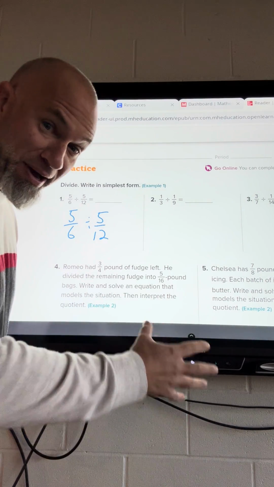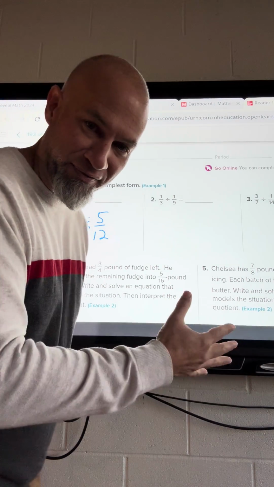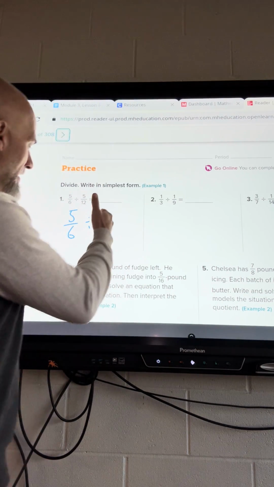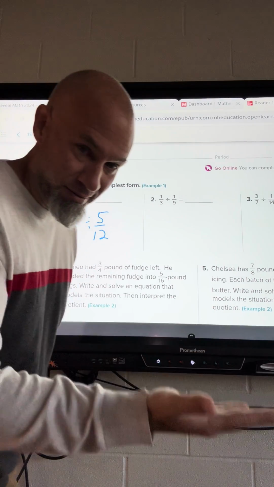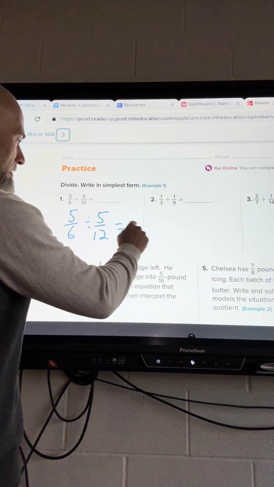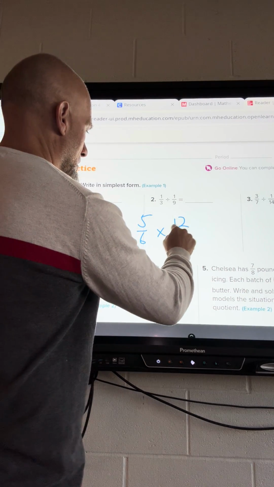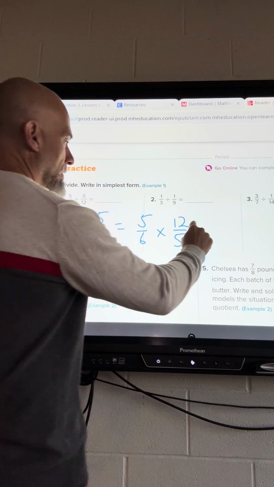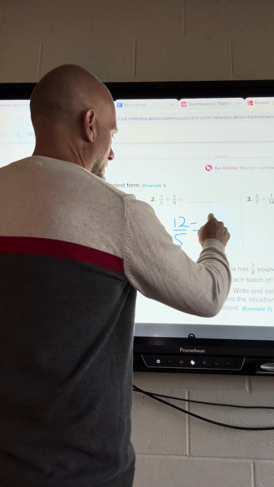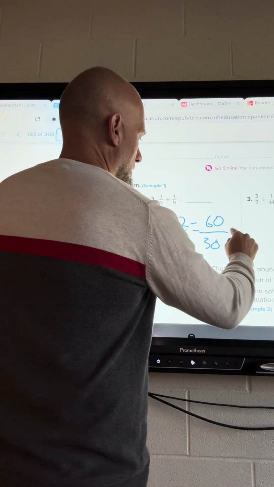So if you know anything about denominators, which hopefully you do, you know that 12ths would be half the size of a sixth. So 5/12 into 5/6. Okay, we should have an answer here that we're comfortable with. So we're going to keep the first fraction the same. We're going to switch it to multiplication, and we're going to flip the second fraction. Okay, and we're going to have 60 over 30, which is 2.